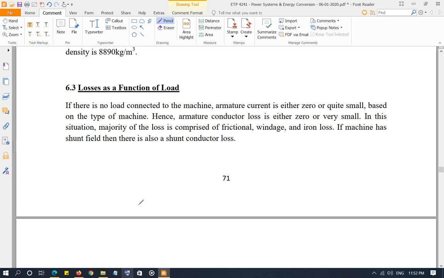Now once you put load on a motor, then armature current increases, and hence armature losses increase. The heat in the armature, through the armature resistance, increases, and those losses need to be considered. Likewise, if you have a compound motor, the heat generated in the series field needs to be considered. As you put load, the other losses remain the same, that is the shunt field loss remains the same, frictional losses in general are considered to be the same, and iron losses are considered to be the same. The other losses that you have to include are the armature resistance loss, and if it's a compound motor, the loss in the series field.